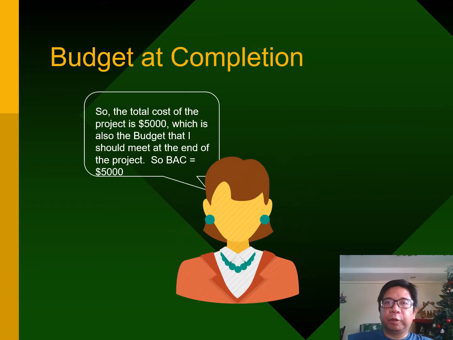So let's start off with our first term, budget at completion. What is budget at completion? Budget at completion is equal to the total budget of the project. So for our example, the total cost of the project is $5,000. This is the budget that I should meet at the end of the project. So BAC is equal to the total budget of the project, which is equal to 5,000 US dollars. Simple.